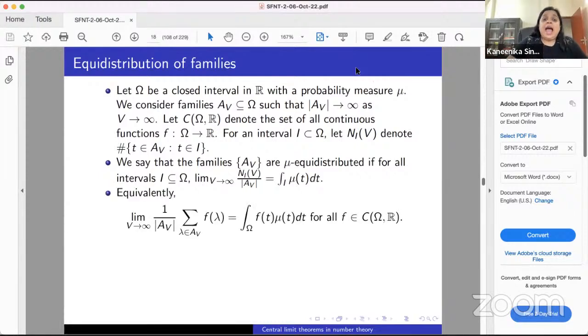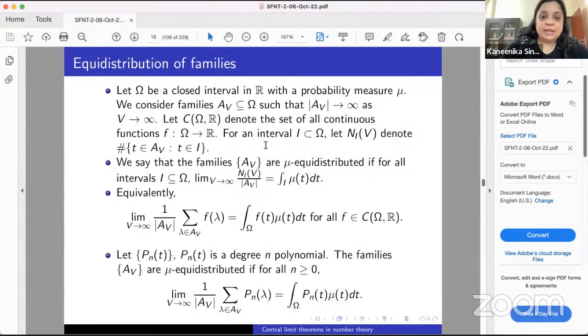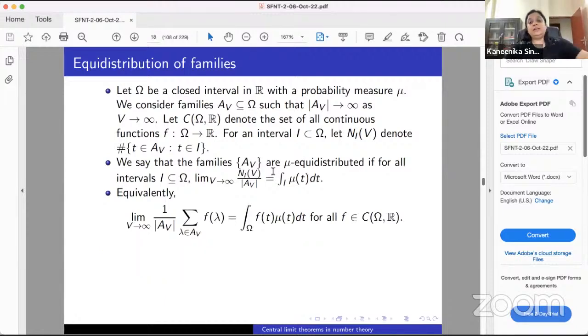This counting function asymptotic is also equivalent to an asymptotic involving the average value of your function over elements in your family A sub v. The average value of f for lambda lying in A sub v is asymptotic to the integral of f with respect to mu for every f which is continuous on omega. So these two are equivalent conditions which tell us that your families are equidistributed with respect to the measure mu.